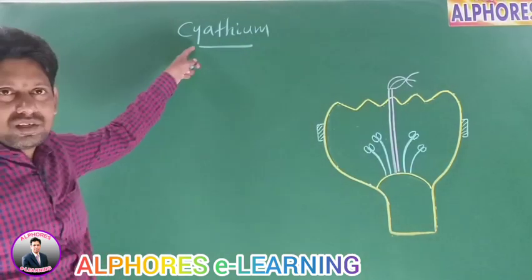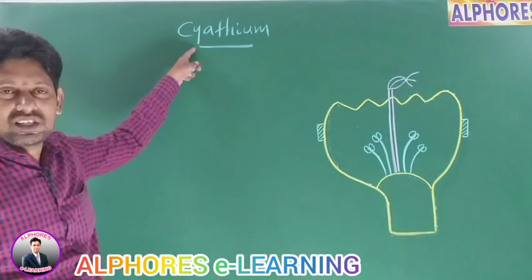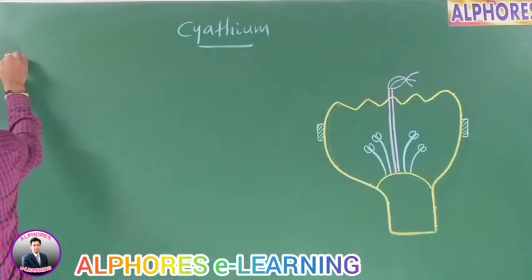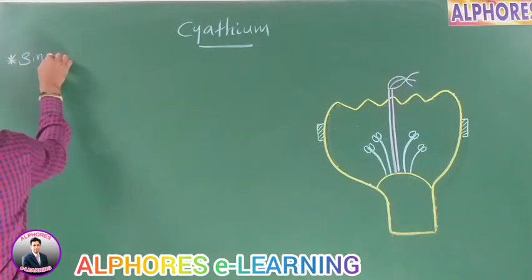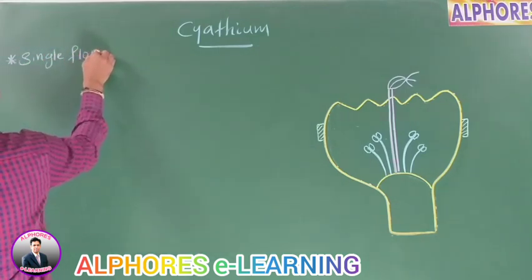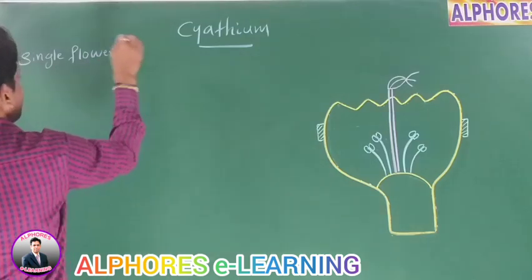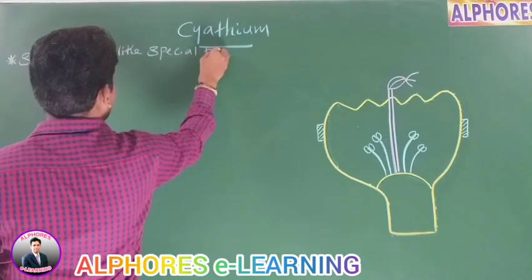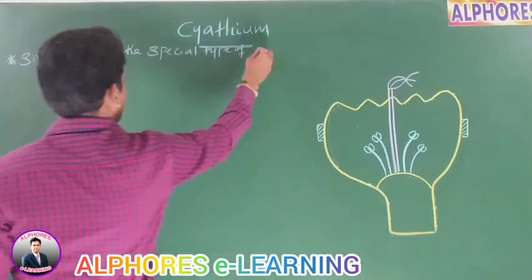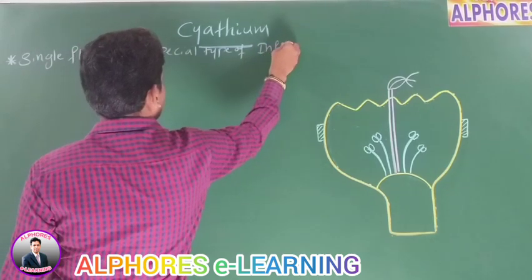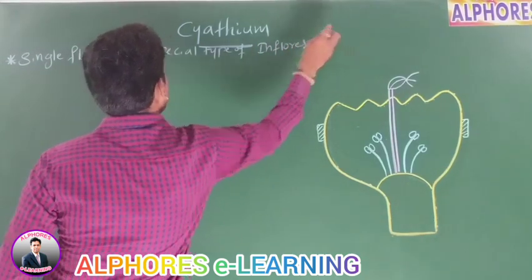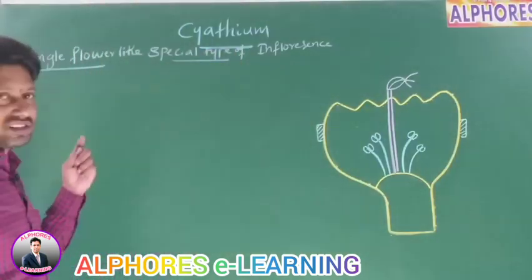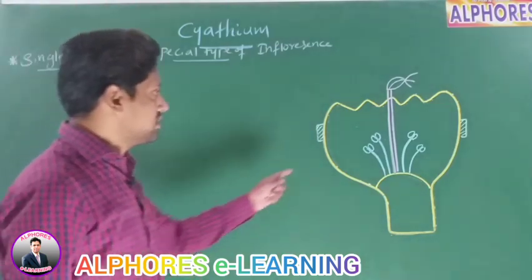Cyathium is a single flower-like special type of inflorescence. Okay, now see this diagram.